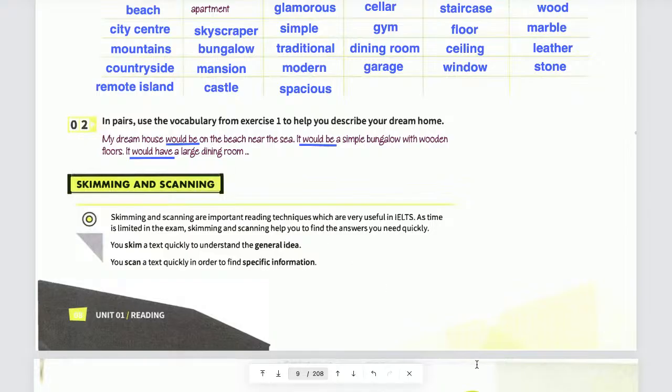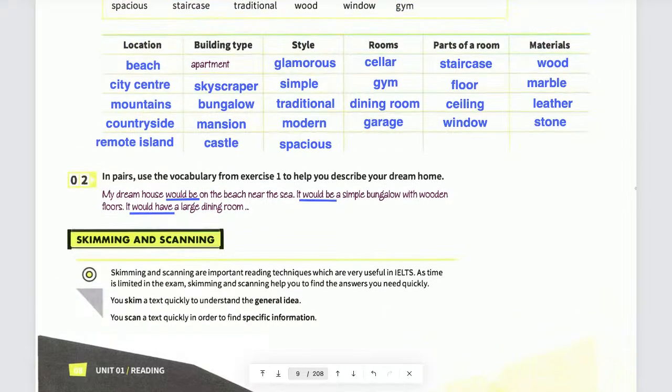And please try to use most of or some of the words here from exercise 1, okay? Whatever we have just learned, we need to use them. Otherwise you can never get familiar with them. So just use them. Whether it's right or wrong, I don't care, just use them. If you think, oh, it should be glamorous or simple, traditional, modern or spacious, things like that.